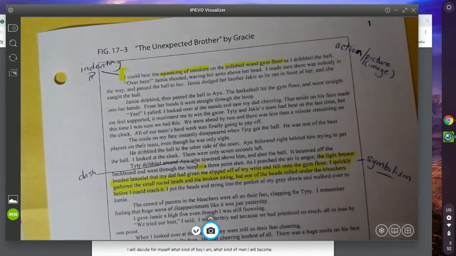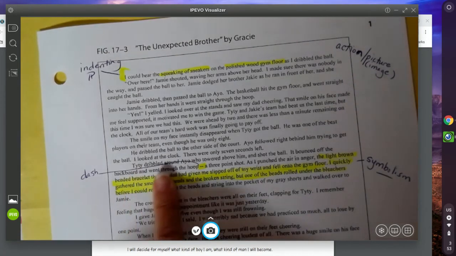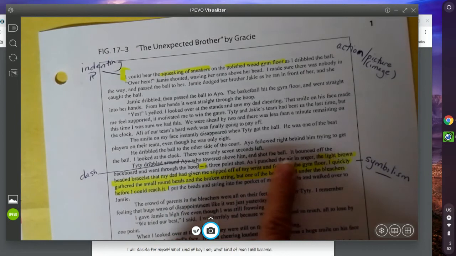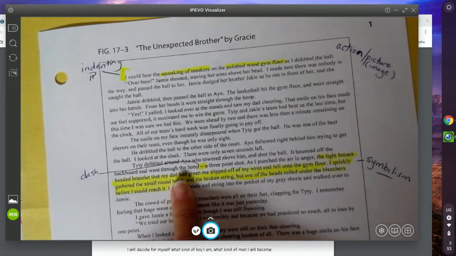Tidy and Jakey's team had beat us the last time, but this time I was sure we had this. We were ahead by two, and there was less than a minute remaining on the clock. All of our team's hard work was finally going to pay off. The smile on my face instantly disappeared when Tidy got the ball. He was one of the best players on their team, even though he was only 8. He dribbled the ball to the other side of the court. Io followed right behind him, trying to get the ball. I looked at the clock. There were only 7 seconds left. Tidy dribbled around Io, who towered above him, and shot the ball. It bounced off the backboard and went through the hoop.